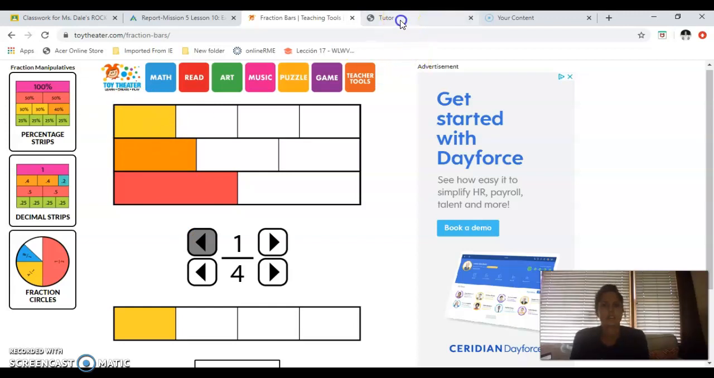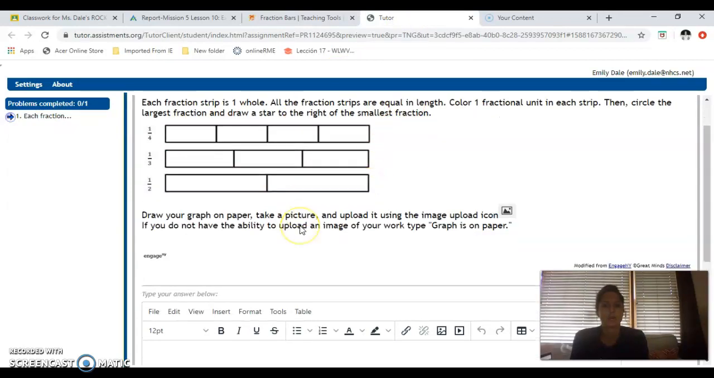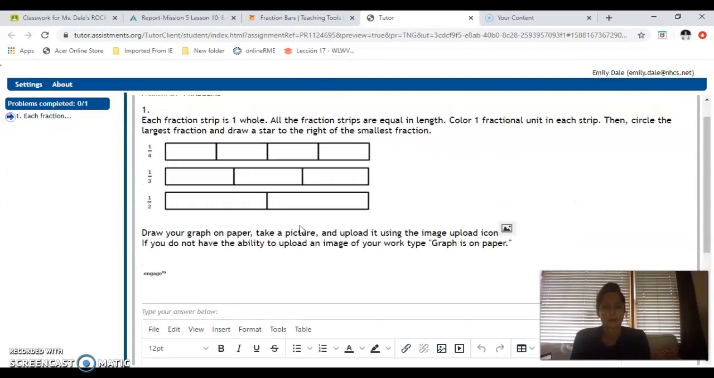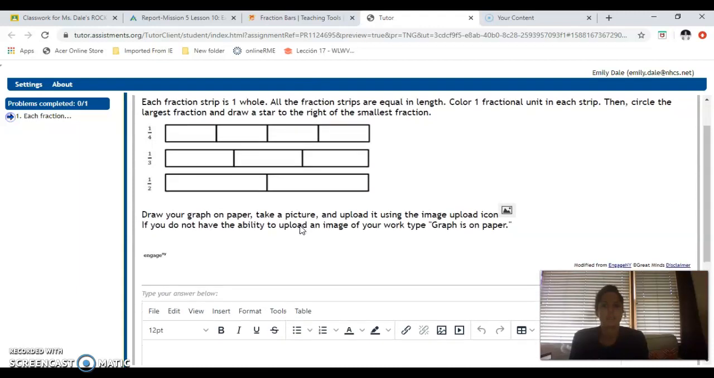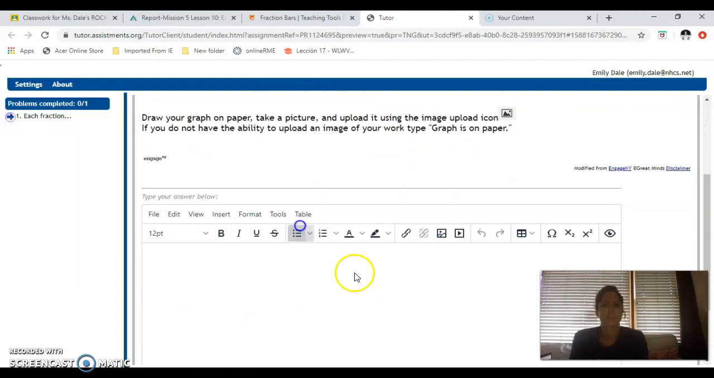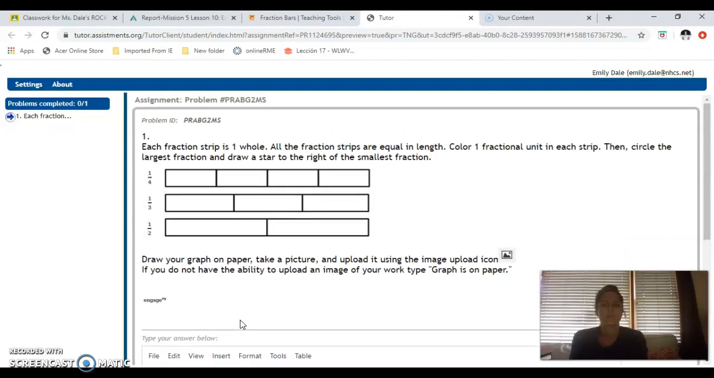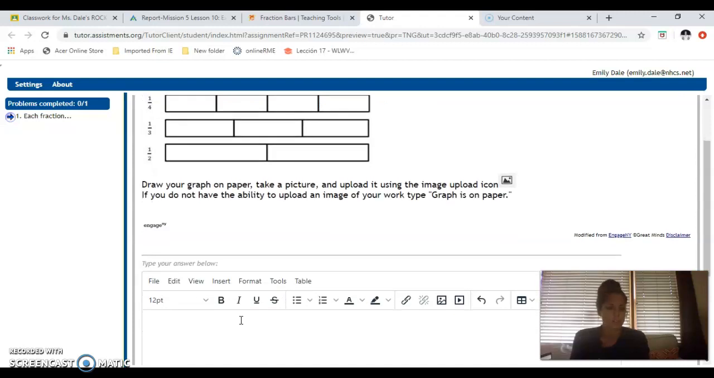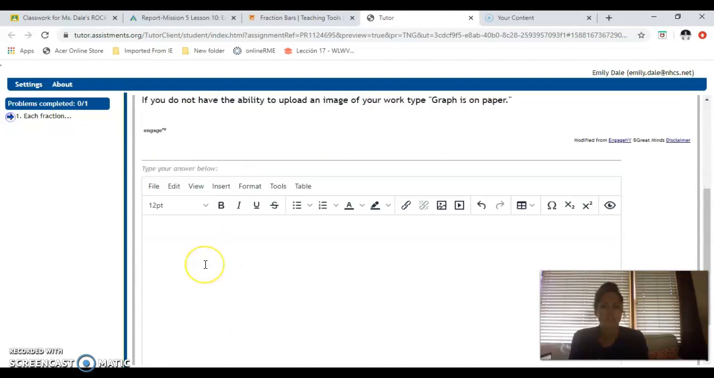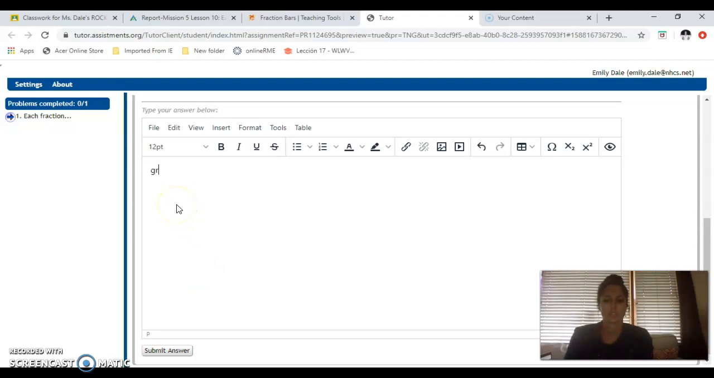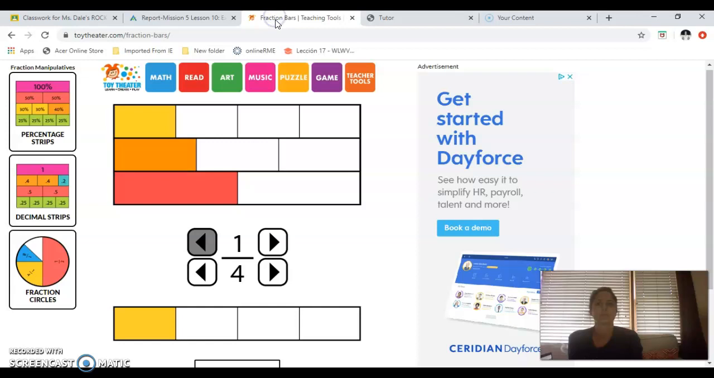Now, if you're struggling to download it at all, remember, just try and draw it on a piece of paper, okay? And then you can say graded on paper, and I'll trust you. I'll trust that that's what you're doing. So yeah, that's what I wanted to show you today. Let's go to the next one. So let's say graded on paper, because we just did it here. Okay, we realized 1/4 is the smallest, 1/2 is the biggest. Circle, star.